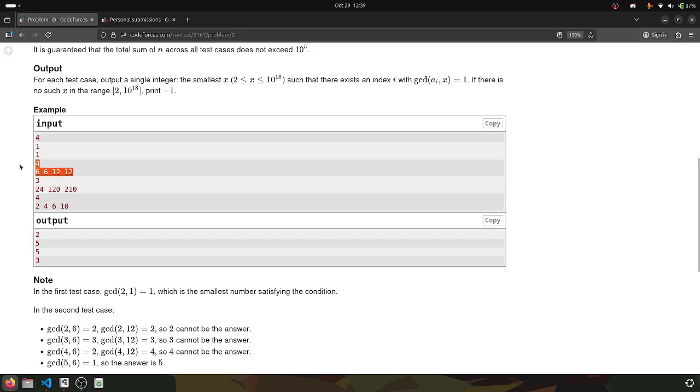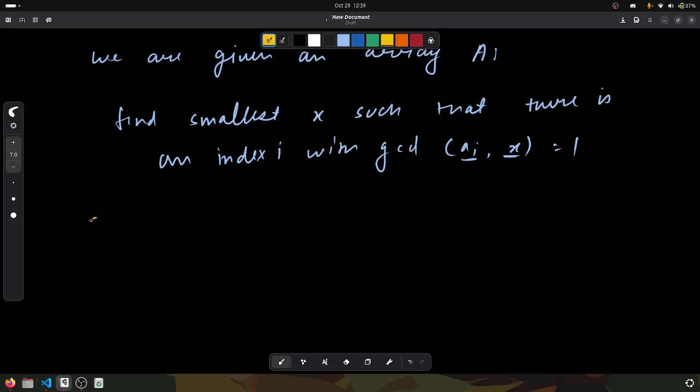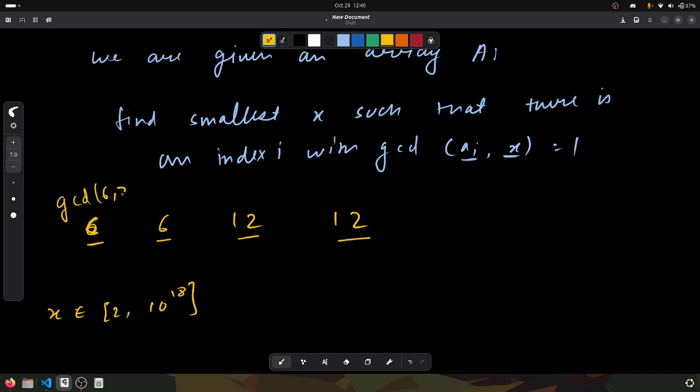Now the next test case is 6, 6, 12, 12. Let's see that. So let's try to naively find the answer, right? x can be anything from 2 till 10 to the power 18. So let's check if 2 can be the answer. Obviously 2 cannot be the answer, since all of these will have a GCD of 2 with 2. Basically GCD of 6, 2 is also 2 and GCD of 12, 2 is also 2. So 2 cannot be the answer.